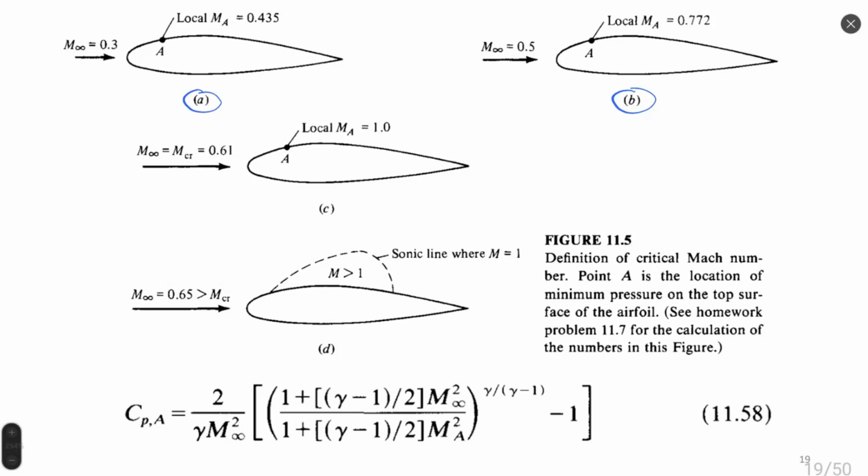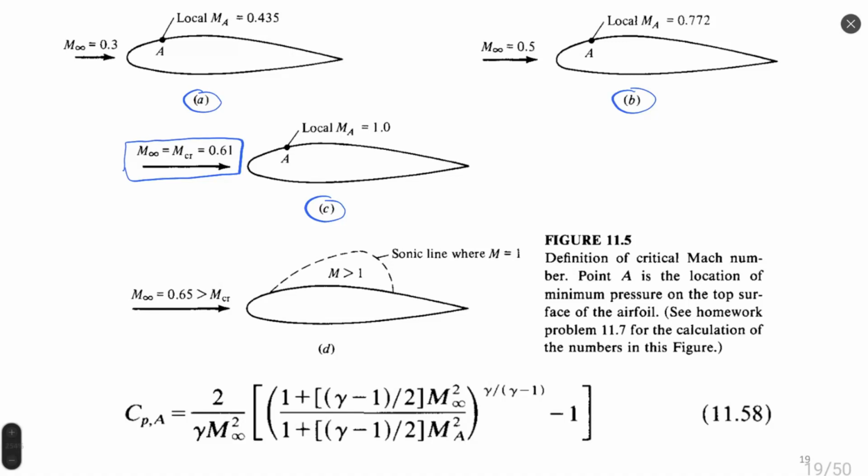Once we try to increase the Mach number more, at some specific moment, we look now at figure C, we have locally Mach 1. So acceleration of flow happened, and we have Mach 1, the speed of flow equal to the speed of sound. This happens at some specific infinite Mach number, which is called the critical Mach number. In the case of our example, it's Mach 0.61.